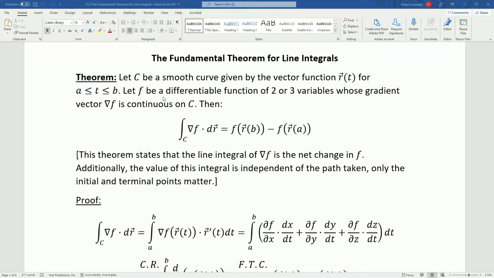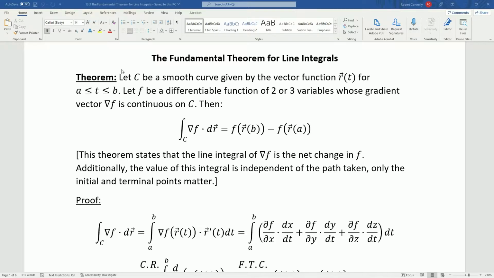Hello everybody, and welcome to our video on the fundamental theorem for line integrals. So here, this is I think pretty straightforward. All we're going to be doing is taking our fundamental theorem of calculus and extending it to line integration.